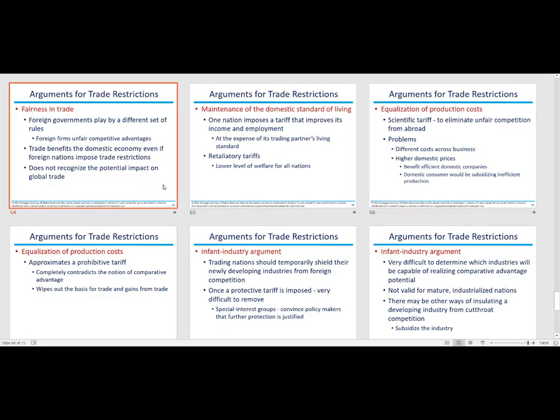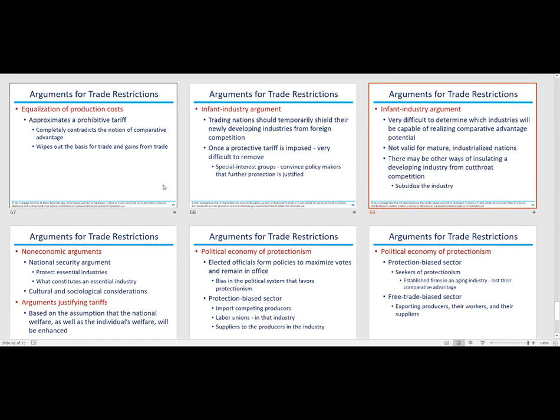Other types of arguments are related to fairness in trade. This is one of the main reasons why the World Trade Organization exists: to settle these disputes. The US has often complained about many countries, and it won most of its disputes against those countries. So I urge you to read the remaining slides and the textbook as well, of course.